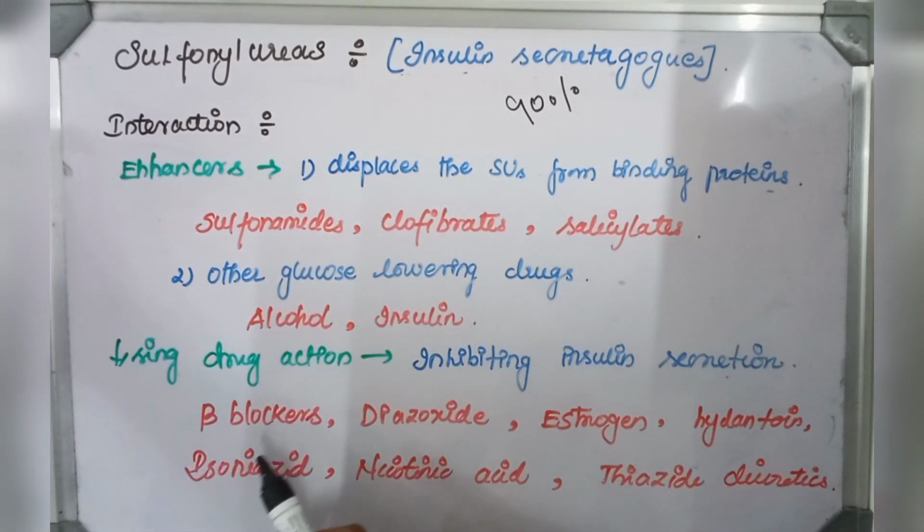The drugs that decrease the action of sulfonylureas, by inhibiting insulin secretion, are beta blockers, diazoxide, estrogen, phenytoin, isoniazid, an antituberculosis drug, nicotinic acid and thiazide diuretics. These are the drugs which interact with sulfonylureas when used together.